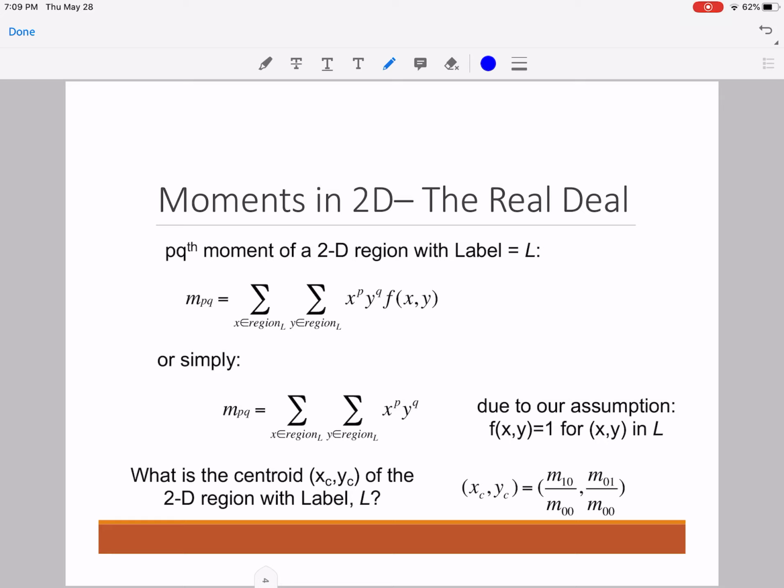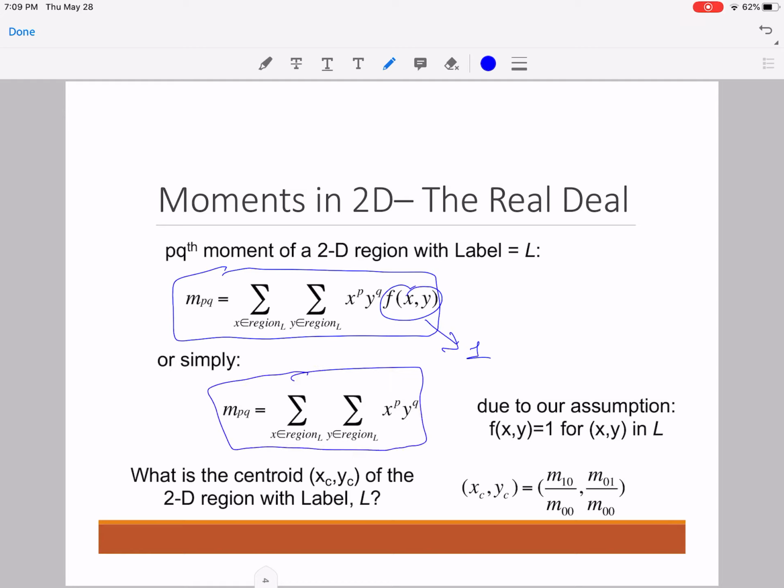As I mentioned before, the pqth moment of a 2D region with label L can be calculated in this particular manner. The pqth moment is given by the summation for all the x that belong to the region L, summation for y that belong to the region with label L, x to the p times y to the q times f of xy. In our assumption, f of xy is considered as 1 for the particular label that we are considering. So simply the pqth moment boils down to the summation over X belonging to region L, Y belonging to region L, of X to the P times Y to the Q. X and Y here are correspondingly the X component and the Y component of a particular location.